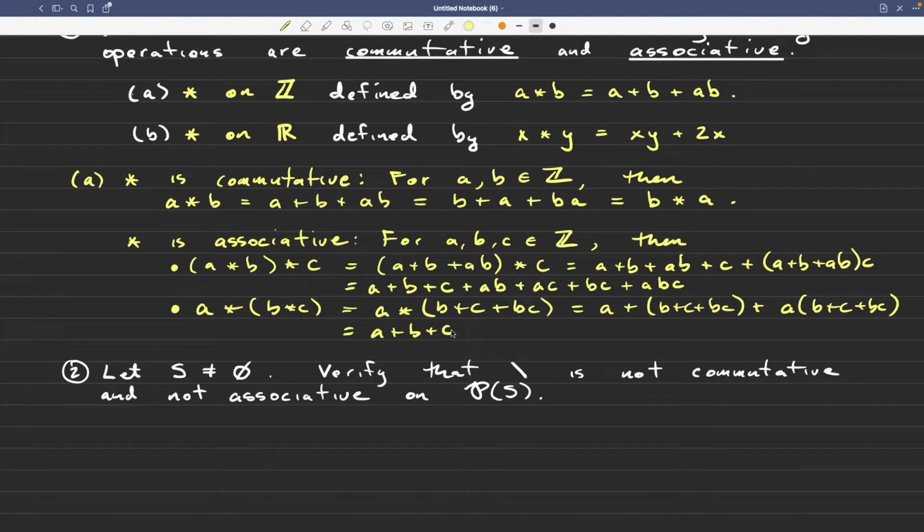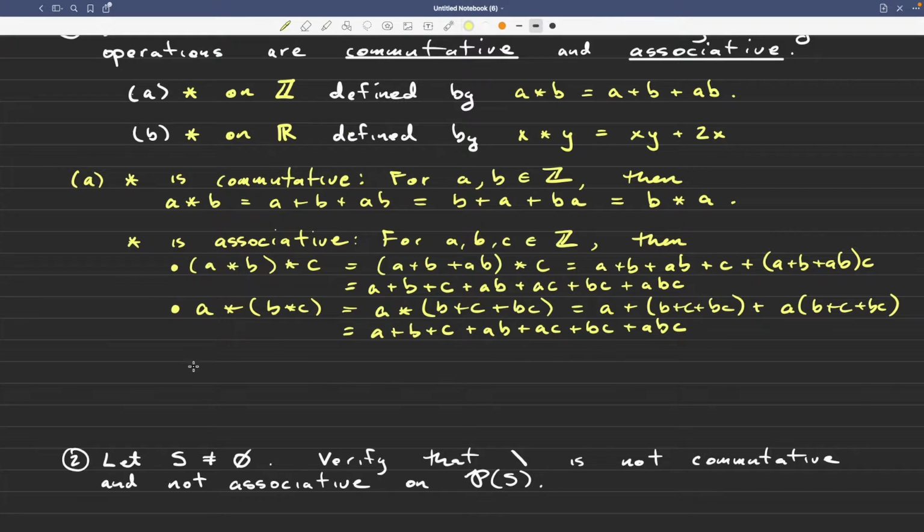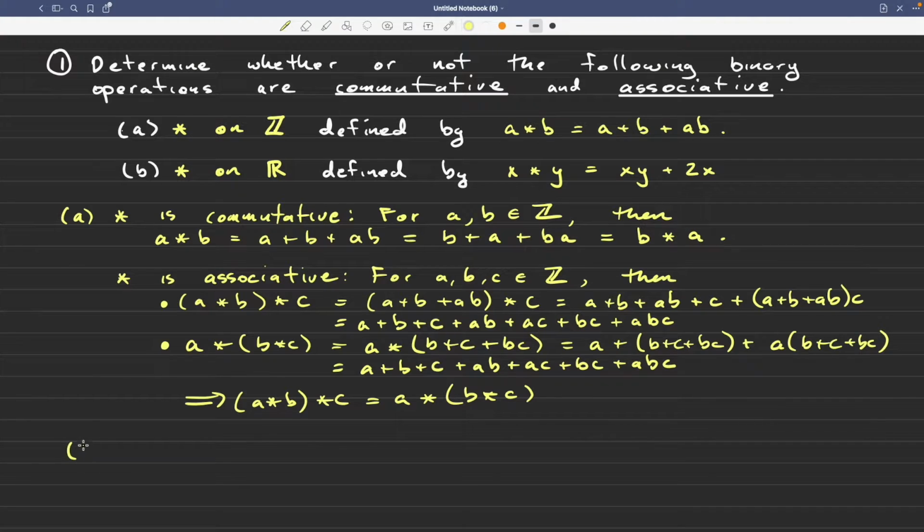And then the second degree terms are going to be, well, I see AB. I see AC, and you distribute the A. And then I see BC. And I also see ABC. So from these two calculations, I can see that A star B star C is equal to A star B star C. Okay, let's examine part B now.